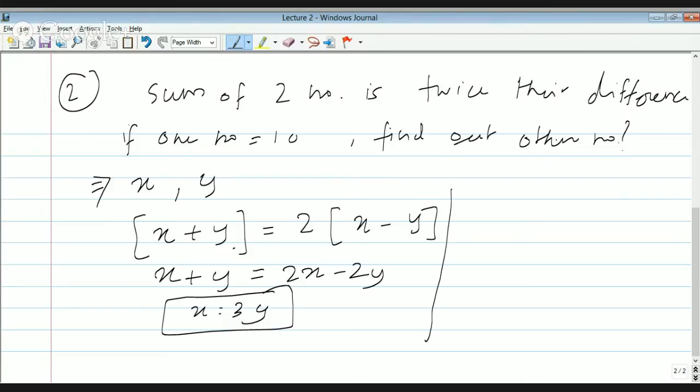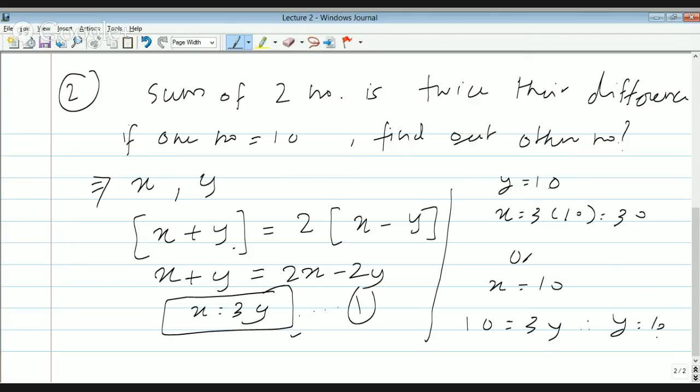So suppose I say y is equal to 10, and I substitute y equal to 10 in this equation number 1. What I get is x equal to 3 into 10, that is 30. So if y is 10, then x is 30. Now suppose what is given is not y, but x. So if x is equal to 10, then again putting this value in this equation, what we'll get is 10 equal to 3y. Therefore y is equal to 10 by 3.